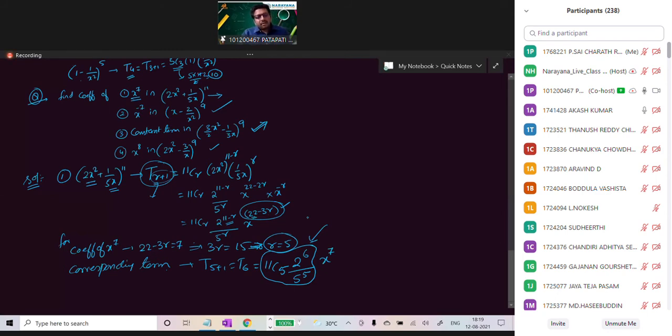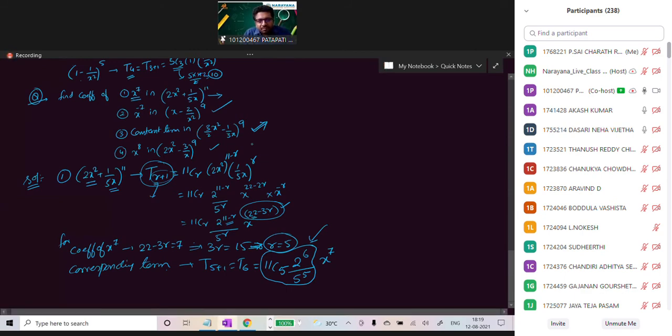Yeah, beta, R is a fraction. That's the thing in the fourth question. When you solve, R will not be a good number, right? In the second one also R is a fraction. So if you don't get a good number for R, that means that particular coefficient is not present. We have seen that any given power of x may not exist.